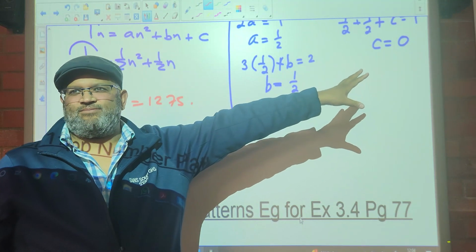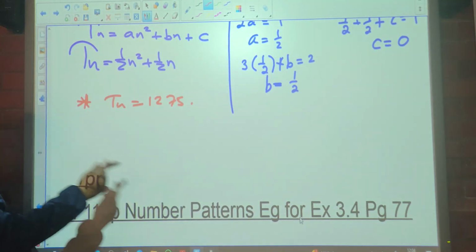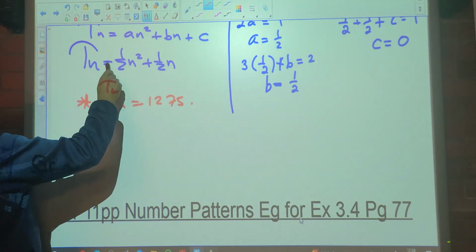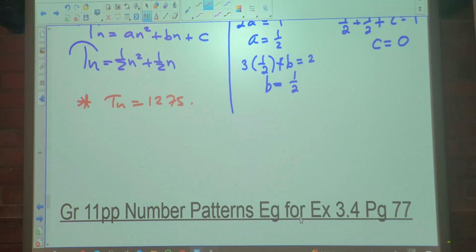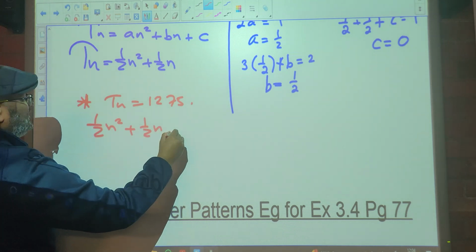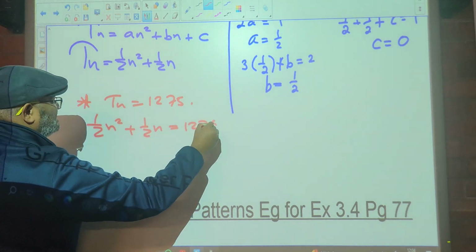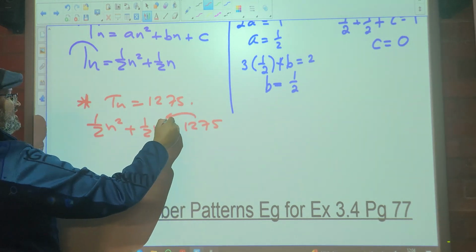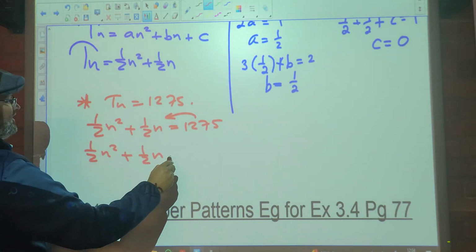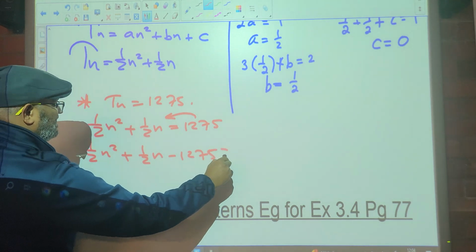Not in this lifetime. We've got better things to do. Right, so what do we do? We're going to set the general term equal to 1275. By doing that, I then get half n squared plus half n equals 1275. Bring that over the equal sign. I get half n squared plus half n minus 1275 equals 0.